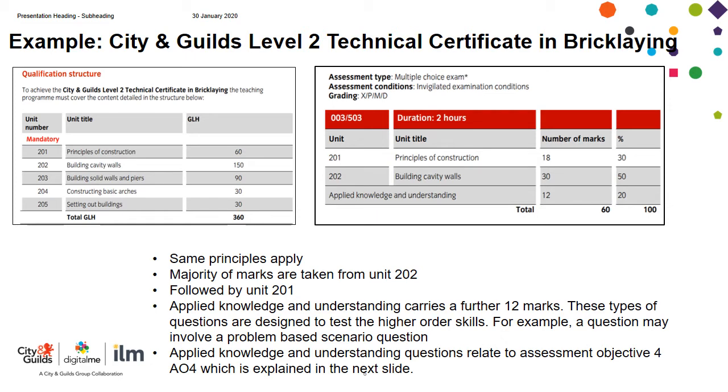So the same principles apply. The majority of marks are taken from Unit 202, with 30 marks in total aggregating to 50% of the theory exam, and a further 18 marks, which aggregates to 30% of the theory exam, are taken from Unit 201. The remaining 12 marks, or 20% of the theory exam, are taken from the integration questions from Assessment Objective 4, which covers all units assessed by the exam.